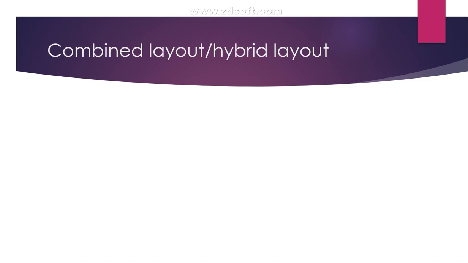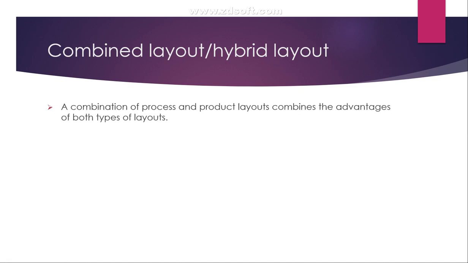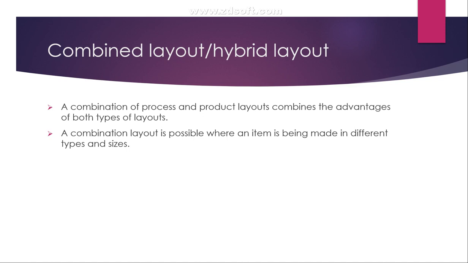So this is basically a combination of any layouts. I've just taken as an example the combination of process and product layout. We can have a combination of any layouts according to the requirement of the production process. It combines the advantages of both process and product layouts. A combination layout is possible where an item is being made in different types and sizes.